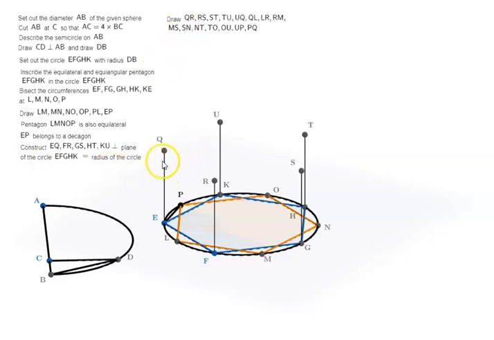Now draw QR, RS, ST, TU, UQ. We also have to join QL. Where is L? We have to join QL, LR, RM, MS, SN, NT, PO, OU, UP, and PQ.